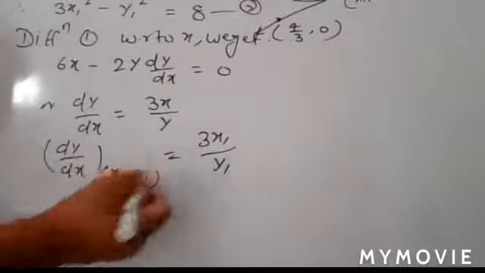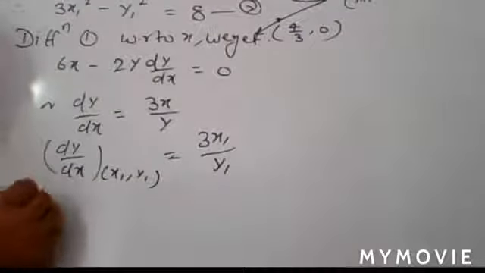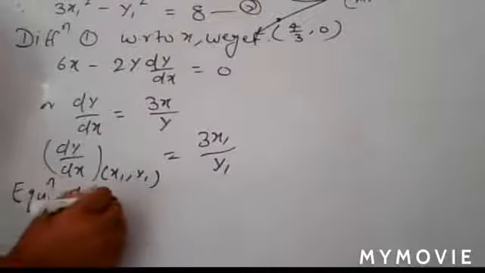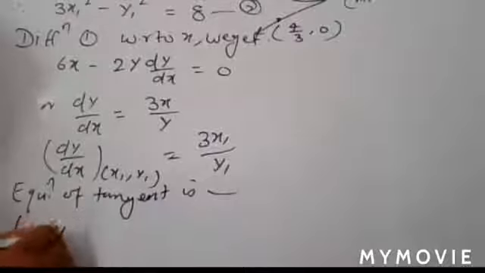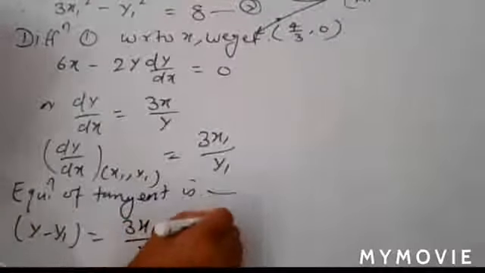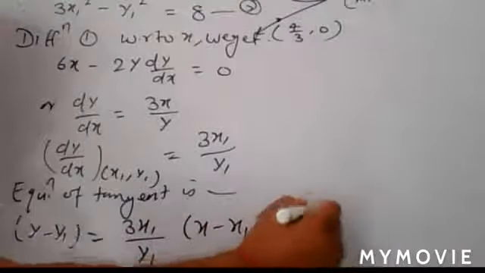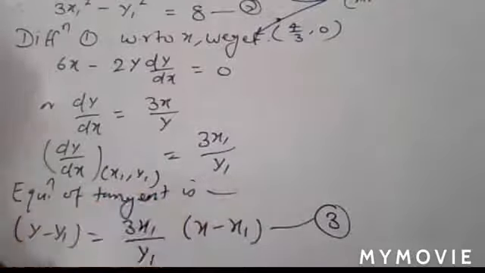Now, with the help of that, you can find the equation of tangent. So the equation of tangent is y minus y1 is equal to 3x1 upon y1 into (x minus x1), and suppose that is your third equation. And it is given that this tangent is passing through the point (4/3, 0). So you have to put x is equal to 4 upon 3 and y is equal to 0.